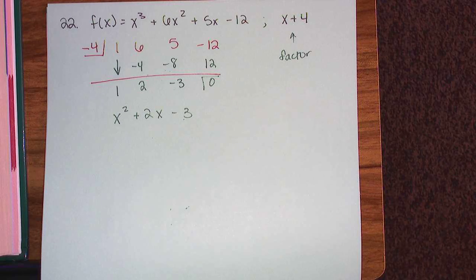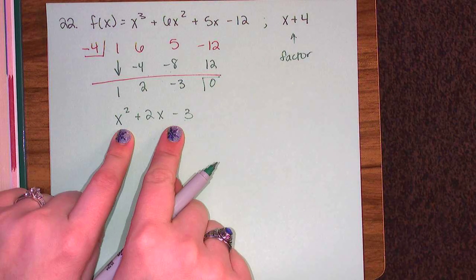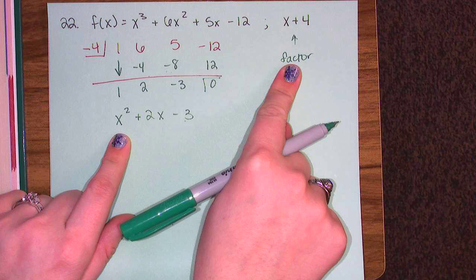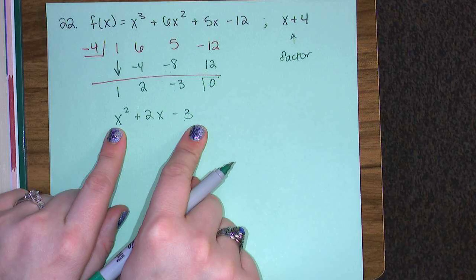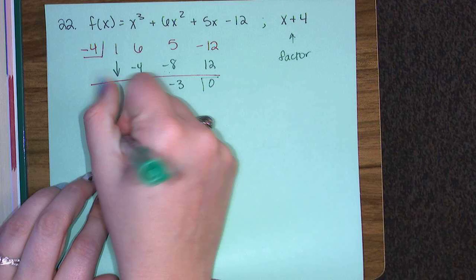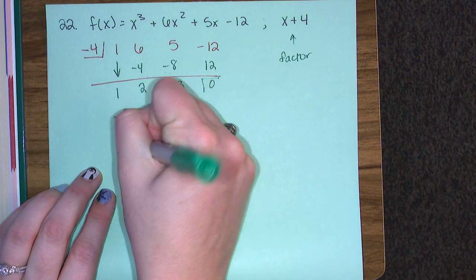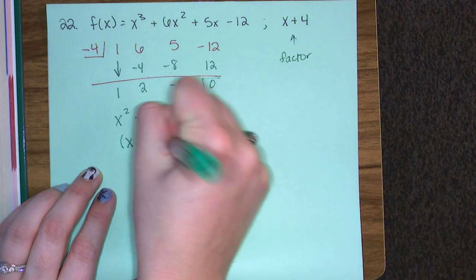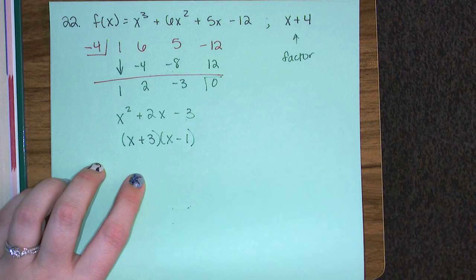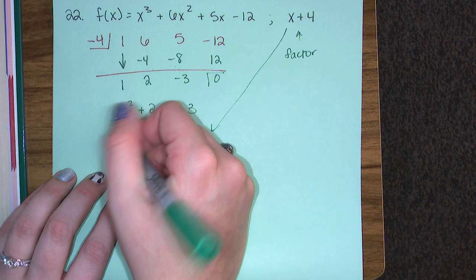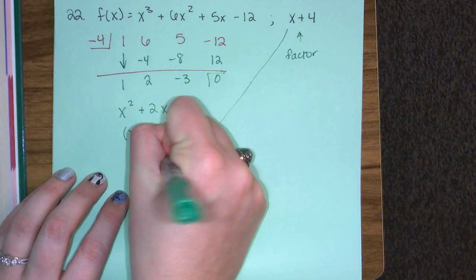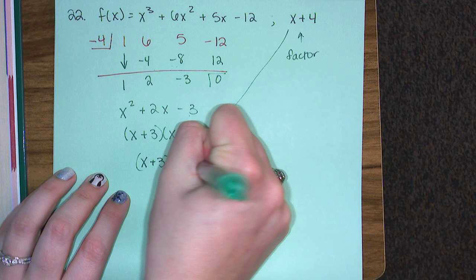So now, again, it wants us to factor completely. We know what one of the factors is. This is something I should know how to factor. What does this factor into? Yes. So that factors into x plus 3 times x minus 1. And then I bring this factor down, so my final answer is going to be x plus 3 times x minus 1 times x plus 4.